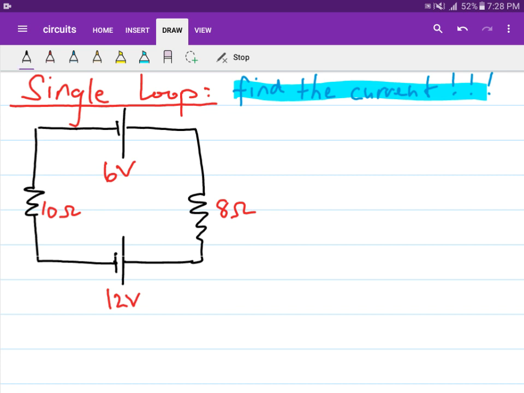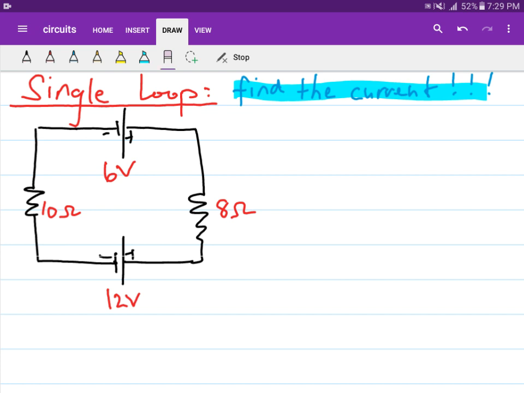So first, we determine the direction of current. We don't actually know the direction of the actual current since this battery provides current in the clockwise direction, and we have here another battery that wants to drive a current in this direction. So it's not actually straightforward given in this problem what is the direction of current.